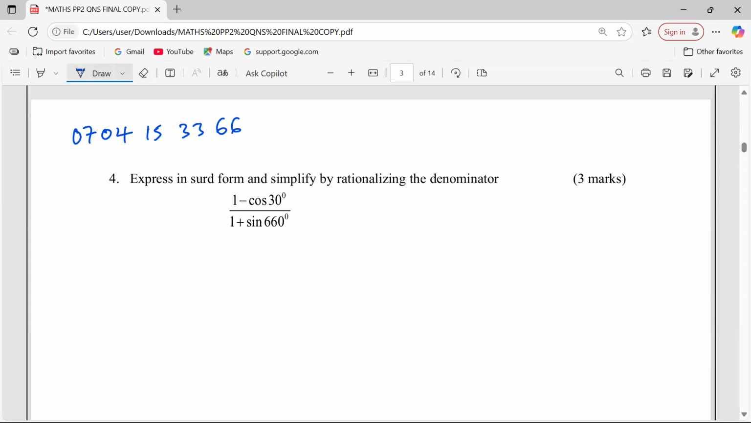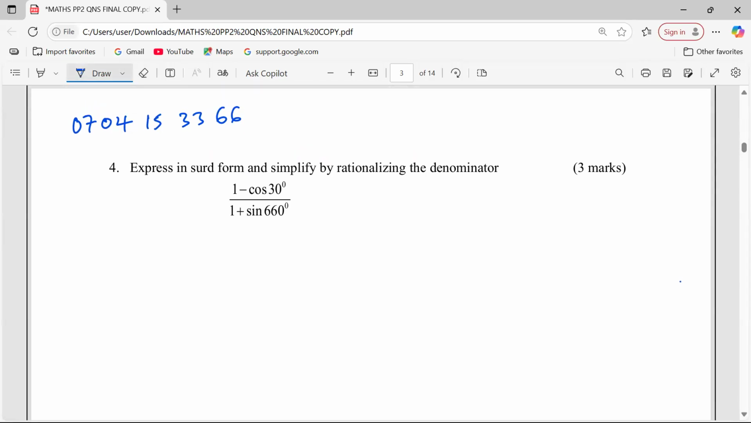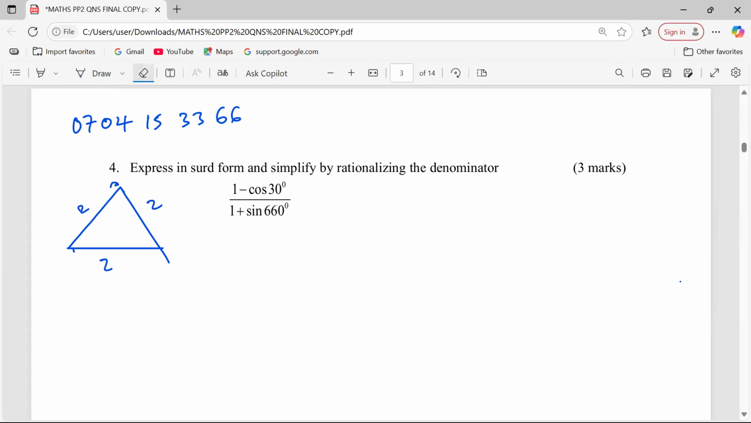Number 4. Express in surd form and simplify. We simplify the denominator, or afterwards, we rationalize the denominator. So the first thing that we're going to do at this point is express the trigonometric ratios of these special angles in surd form. We're going to work with an equilateral triangle, 2 units, 2 units, 2 units, meaning that the angles are 60, 60, 60 together.